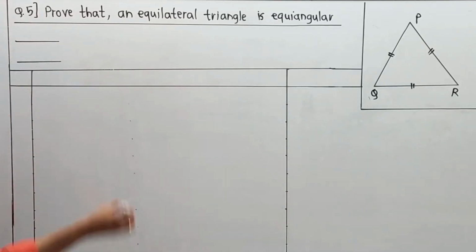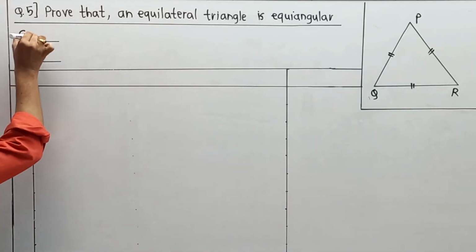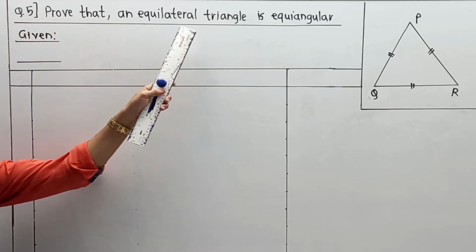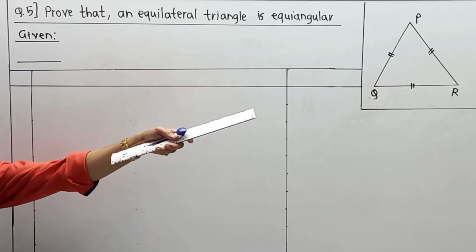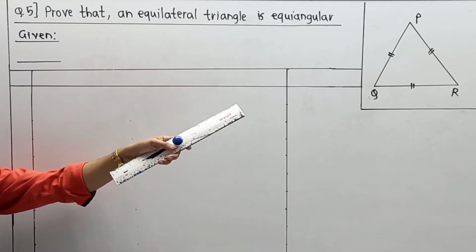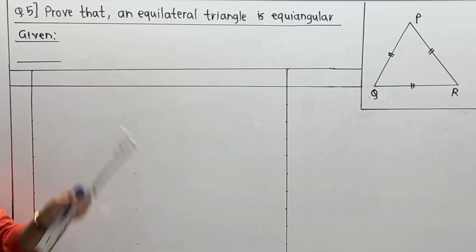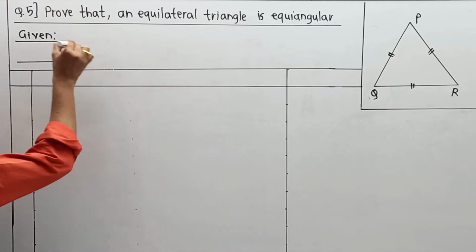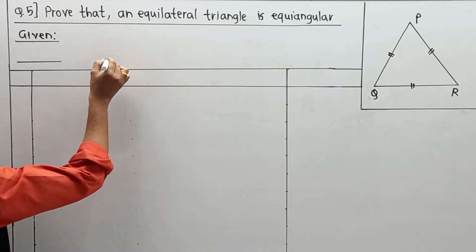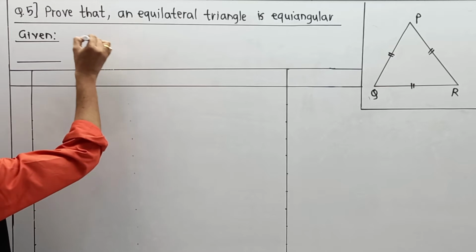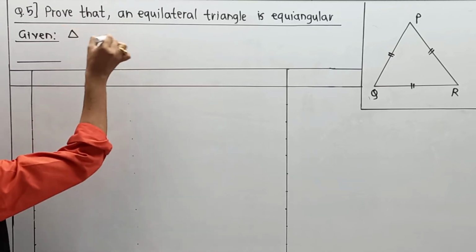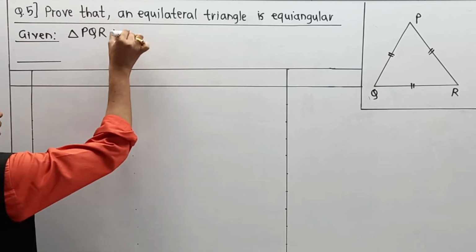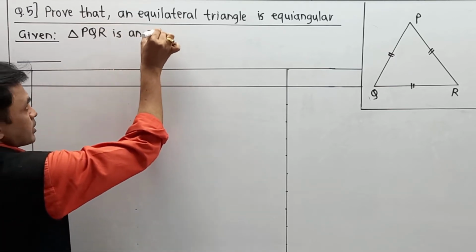So first, given. Now remember, in the theorem statement, they have not declared the name PQR. You can take the name of the triangle as LMN, ABC, XYZ, whatever it may be. According to that, the writing style of given and to prove will be modified. Given, triangle PQR is an equilateral triangle.